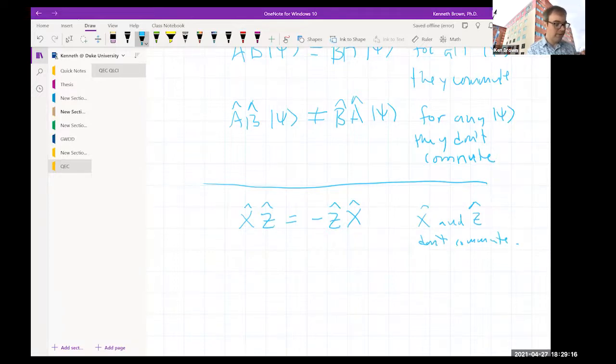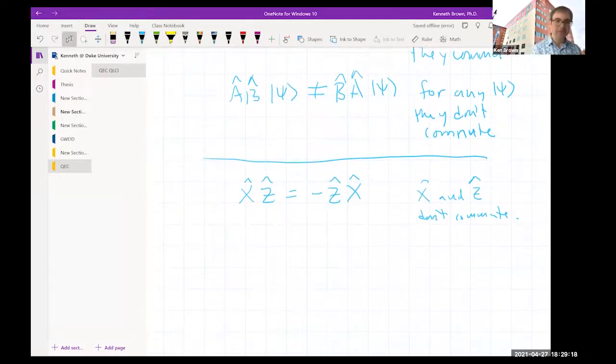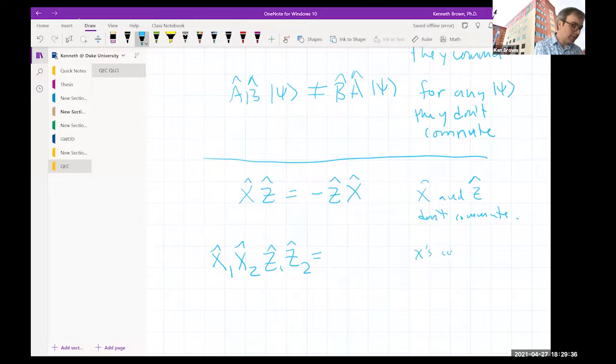The second point I want to make now, because it'll show up on the next slide, is that X1 X2 times Z1 Z2 equals... So X's commute with each other, and Z's commute with each other.